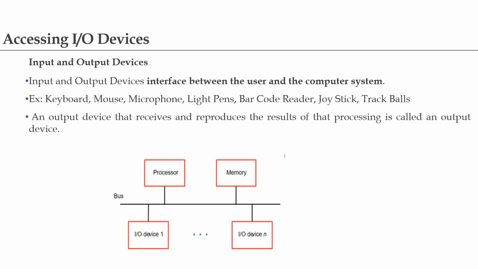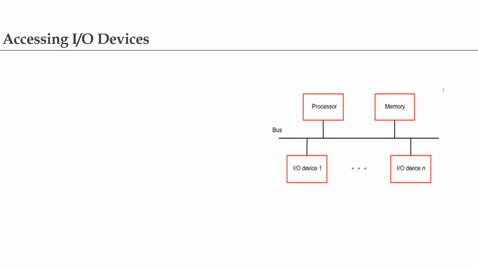On the other hand, an output device is a hardware component that receives data from the computer and reproduces it, allowing the user to see, hear, or otherwise experience the results of the computer process. Examples of output devices include the projector, plotter, monitor, printer, and speakers.